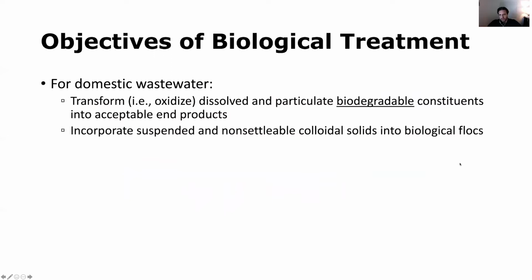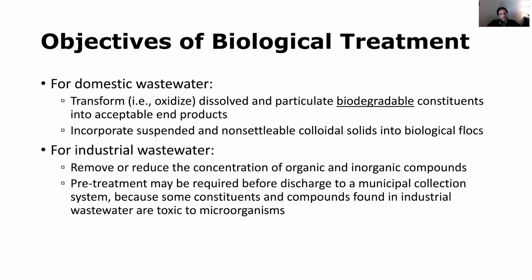The objectives of biological treatment for domestic wastewater is to oxidize biodegradable constituents and convert them into acceptable end products. For example, oxidizing carbonaceous compounds that are present in the wastewater and converting them into CO2, which is released back into the atmosphere. We're also interested in incorporating suspended and non-settleable colloidal solids into biological flocs, which can be settled out into the sludge.